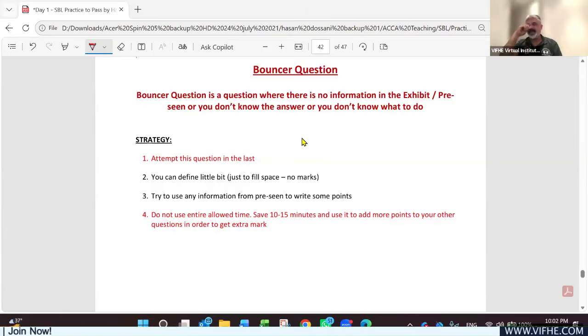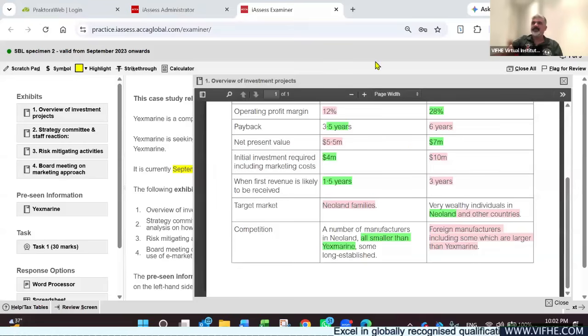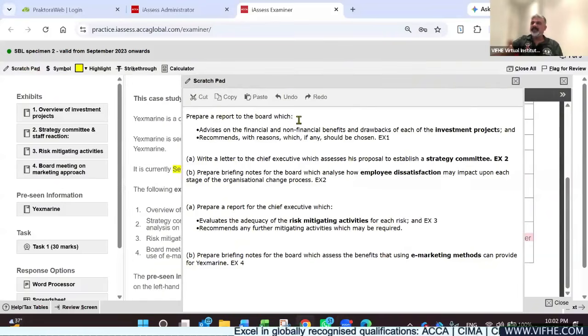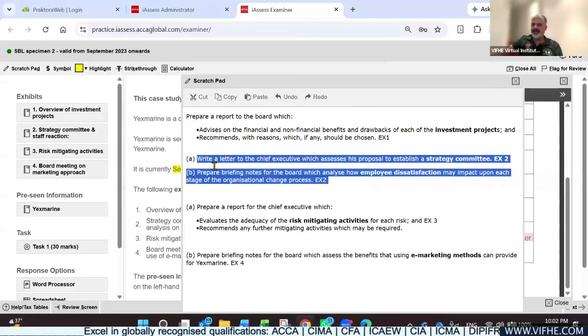Clear? Culture, change management, and integrated reporting. So if you look at this paper, all the tasks have an exhibit, correct? There is no task without an exhibit.